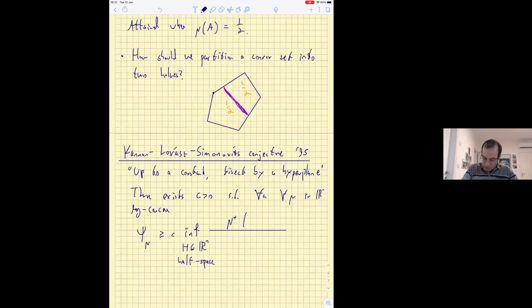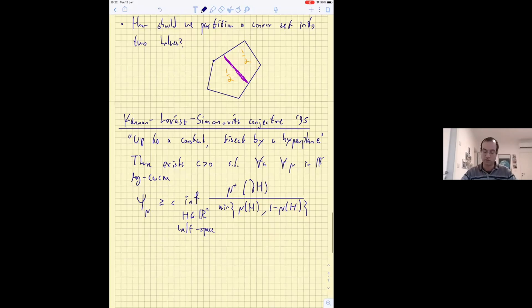So, okay, Tomer? Yeah. You want to minimize the boundary of h over the minimum of the same thing as before, mu of h times 1 minus mu of h. Clearly the constant cannot be larger than 1, because formally it's an infimum over a smaller set, so it's larger. It's under the probability constant, but the conjecture is that you don't lose much when you take half spaces.